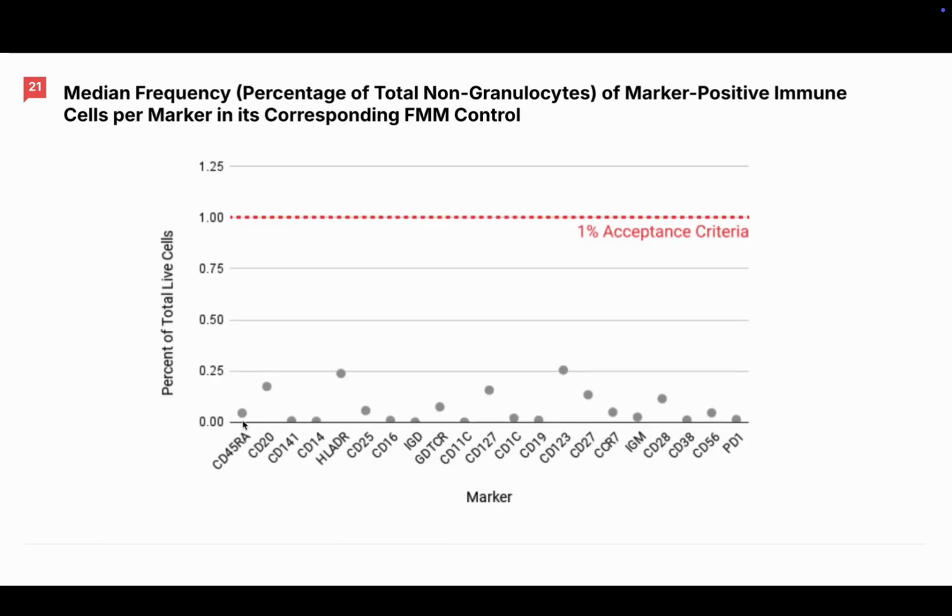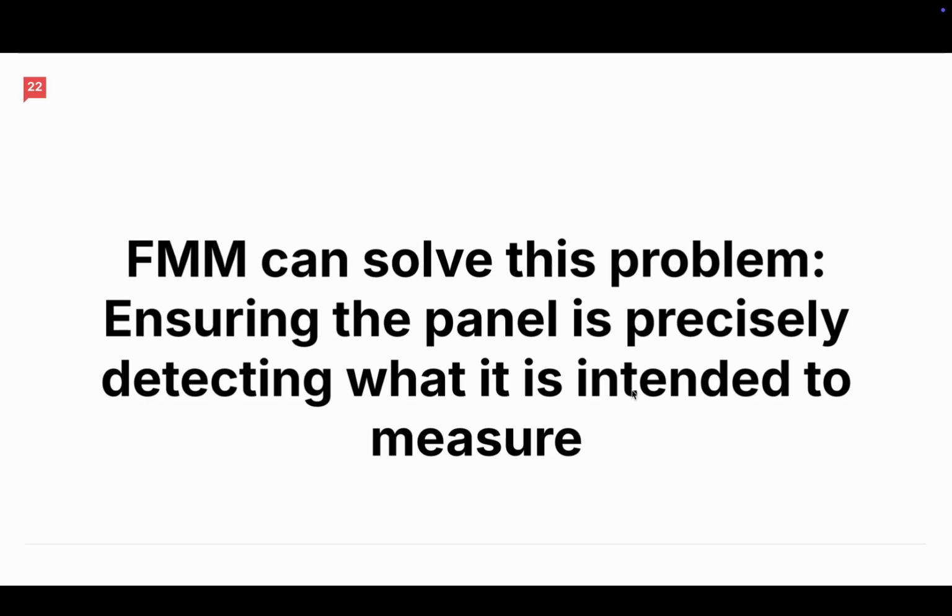Plotted on an XY plane, so CD45RA to PD1, and the y-axis is percent of total live cells. And then here's a 1% acceptance criteria. So you see all of these are well below that threshold, which is great. Remember, the lower numbers are better. And so just as a reminder, the goal of this is to ensure a cytometry panel is precisely detecting what it is intended to measure. FMM is really well designed to solve this problem, and hopefully you heard some useful design considerations.